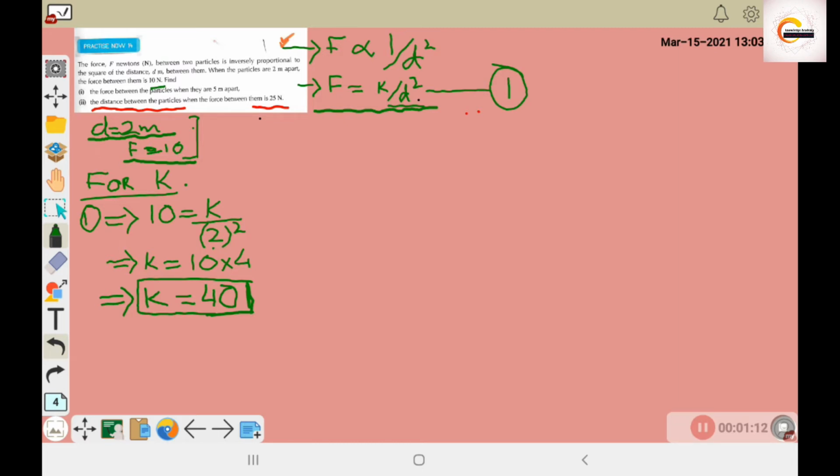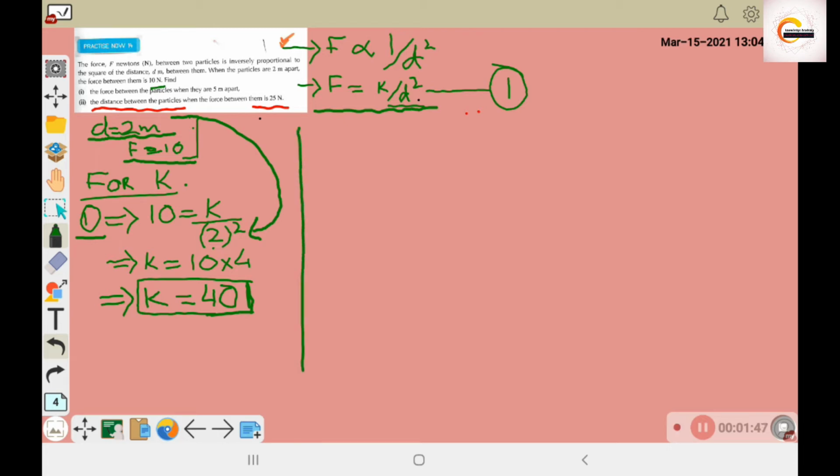So, after putting the values in our equation 1, we will get 10 is equal to K upon 2 whole square. Now, I have d is equal to 2 meter. I do not know the value of d square, so I have just put the value of d and then squared it. So K is equal to 10 multiplied by 4, which is 40.